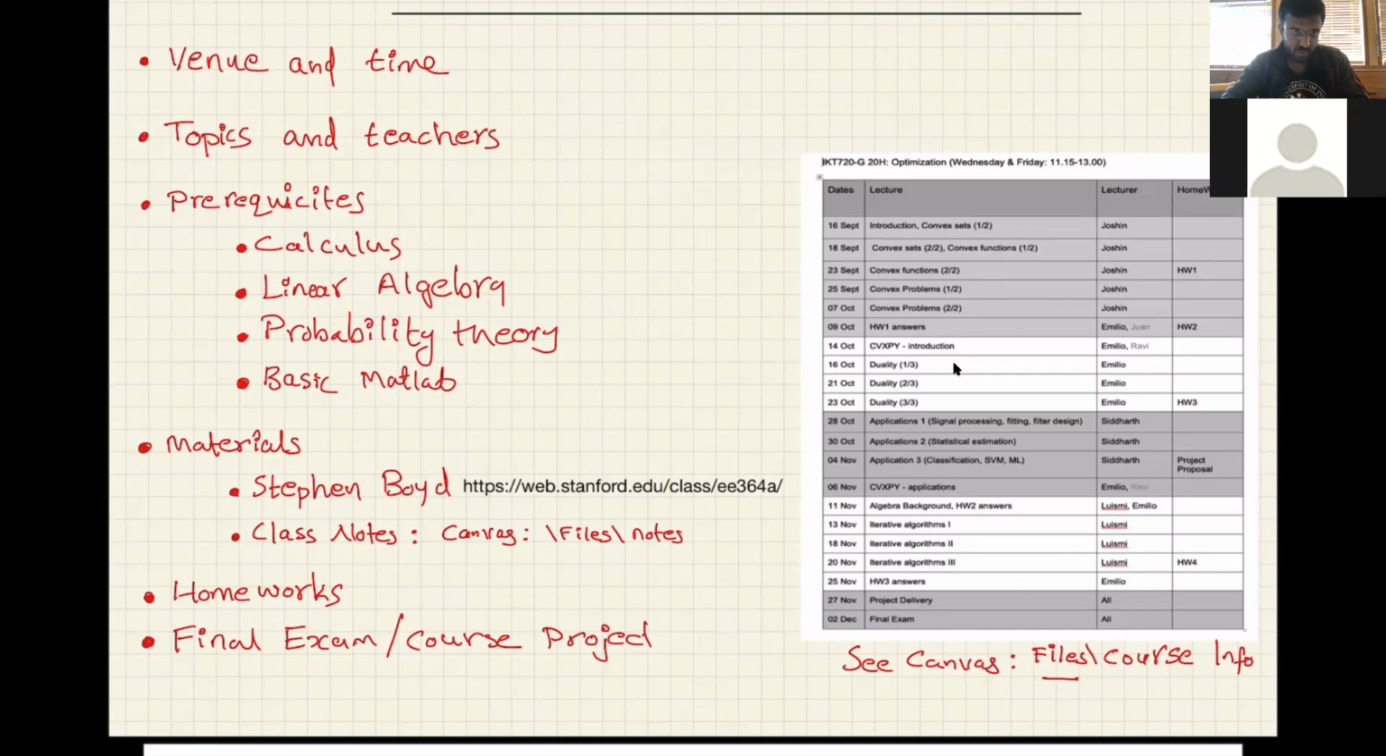Now, the next thing is material. As you already know, we are following a book from Professor Stephen Boyd, a professor from Stanford University. You can go to this website here, and you don't need to write it down, I will share this material. You can just type Stephen Boyd optimization. This is the official website for his course. There you can find everything: slides, textbook, some additional materials, everything.